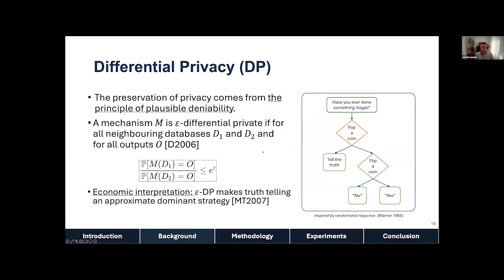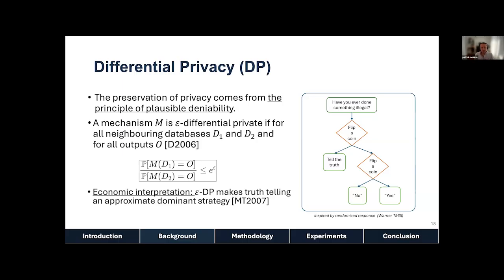Now we're moving on to a different topic, because like I said, in this work, I use data evaluation, but I also use a bit of differential privacy. Differential privacy is a technical definition of privacy that is very consensual in the literature. And the core idea of differential privacy is the principle of plausible deniability. What that means, I'll show you with the small mechanism that you see on the right.